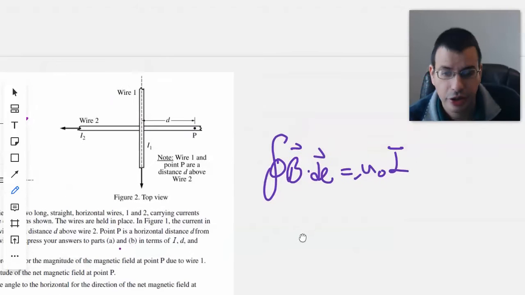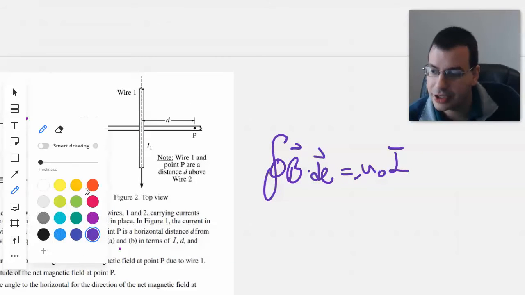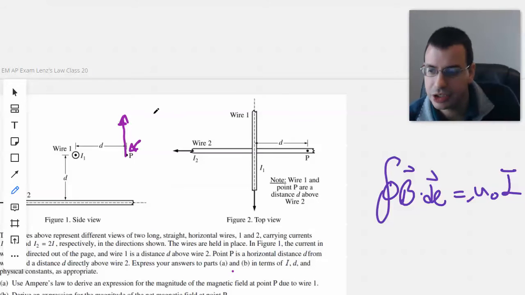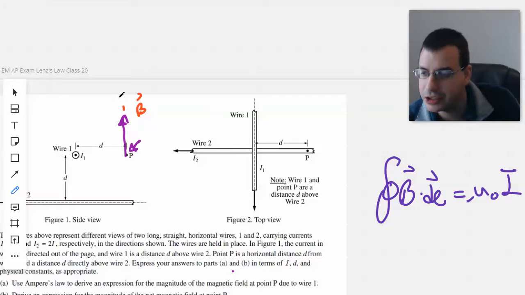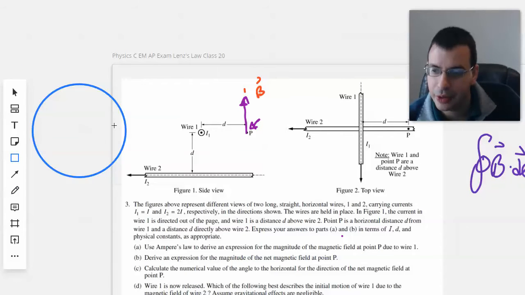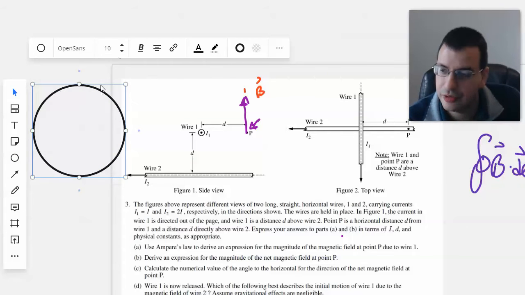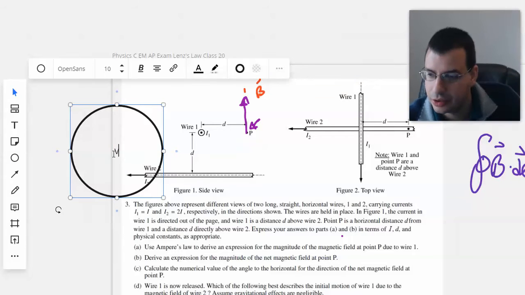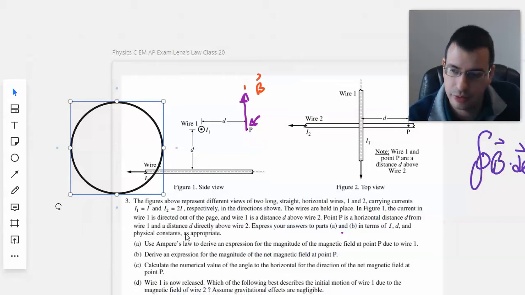So let's see here. Start by looking at this and thinking, all right, it's a dot product. Direction of B is straight up, and the direction of this circle that we're integrating over. Very convenient.